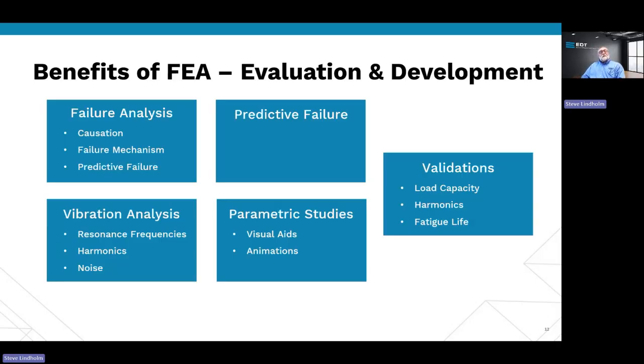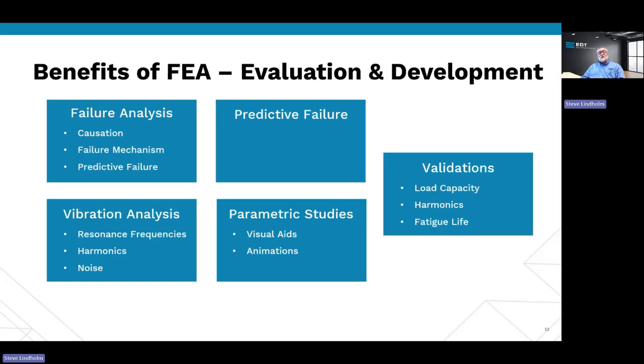So some of the benefits of FEA for those in evaluation and development: we can do failure analysis, the causation of a problem, failure mechanics, and the failure mechanism. We could do predictive failure, where we're looking ahead at what could happen should a certain type of load be put on, or the type of failures you may get from time-dependent, over-time problems. Vibration analysis, resonant frequencies, harmonics, and noise. These are all things which we find in machinery and in buildings, which we can model.